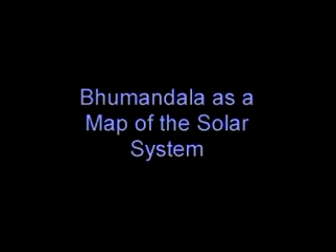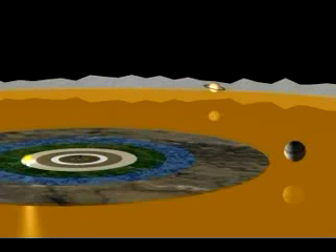Bhumandala as a map of the solar system. We have shown that Bhumandala and the orbits of the Sun, Moon, and planets have the structure of an astrolabe based on a stereographic projection of the Earth globe. But Bhumandala has another cluster of related features that identify it as a model of the solar system.